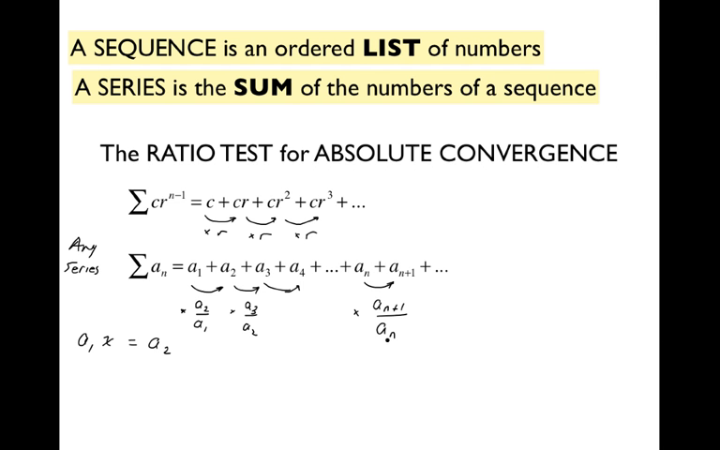So with a geometric series, these all stay constant. This multiplier is always the same number, r, okay? But in any other series, that is not necessarily true. This could change. But as n gets large, what if a_(n+1) over a_n approaches, say, 3/8?